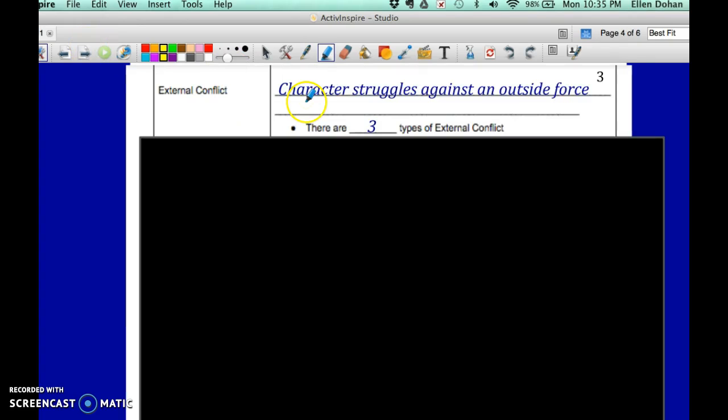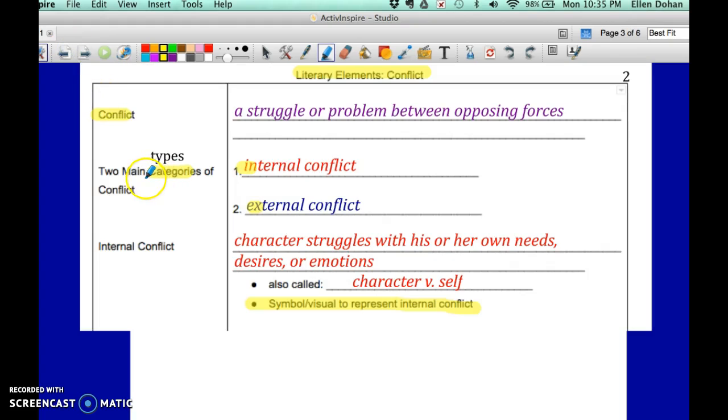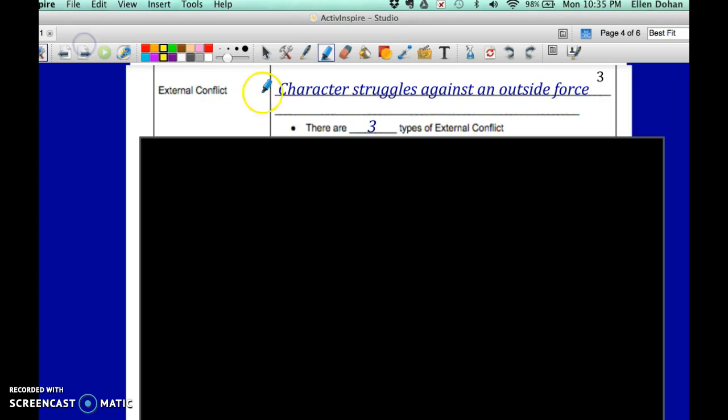Okay, so we mentioned there are two main types or categories of conflict, internal and external. Now we're going to focus on external conflict. External conflict is when a character struggles against an outside force, so someone or something that's outside of themselves. And there are three main types of external conflict. So make sure you've got both the definition of external conflict and that there are three main types. And now we're going to go into those three main types.